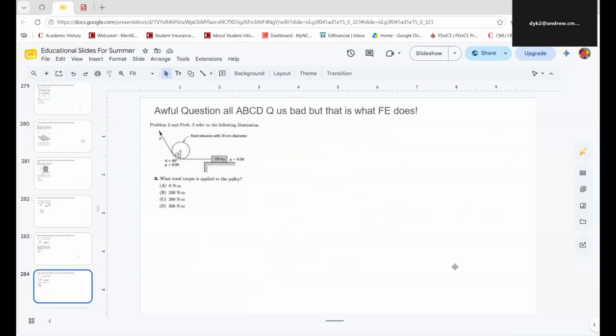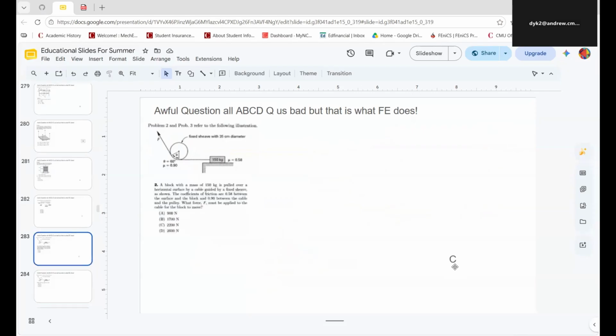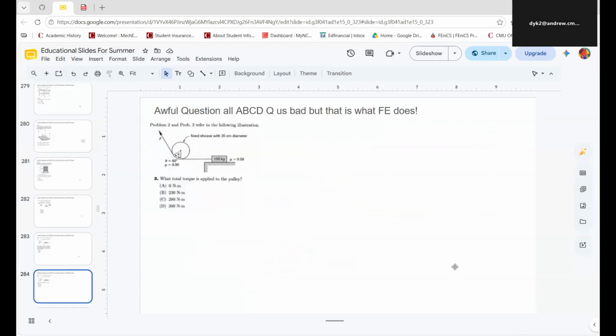What is the total torque applied to the pulley? Okay. In this case, when it's 2200, I'm assuming, right? Unless it is not. I think there's an equation for that.